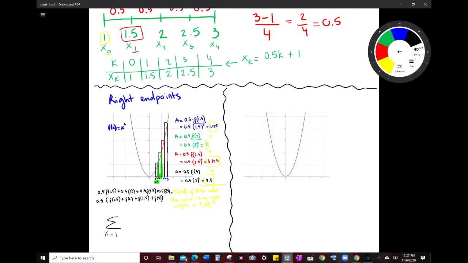And then you stop at 4, because the value you use as x is 3, but the k is 4. Okay?